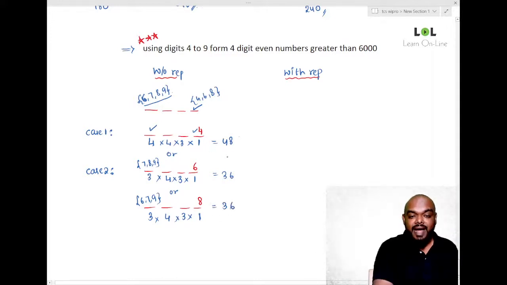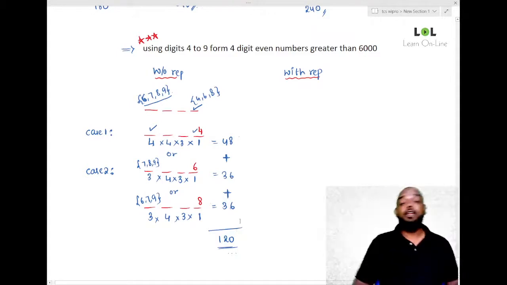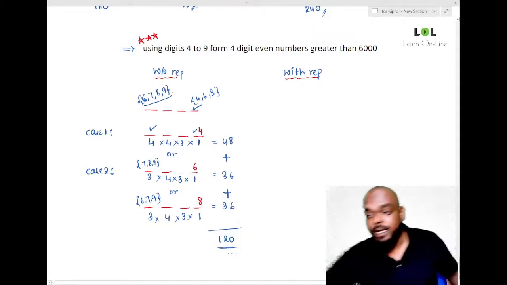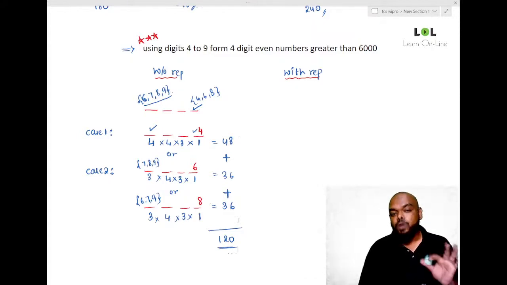Or means add. When we add all the numbers, what do we get? Totally how many numbers will we get? So this is 72, 72 plus 36 plus 12... 120 numbers. Am I right? Yes, 120 numbers we can form. This is the final answer. Did you understand this now? Tricky question, tricky question. But we should know that we should split the cases.